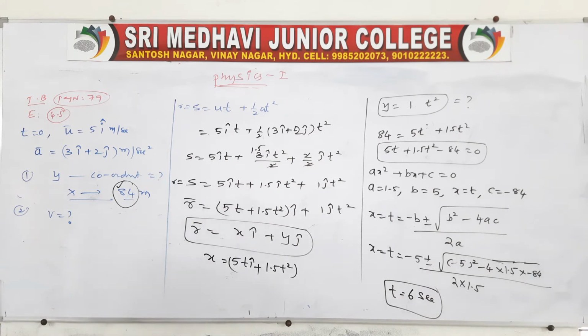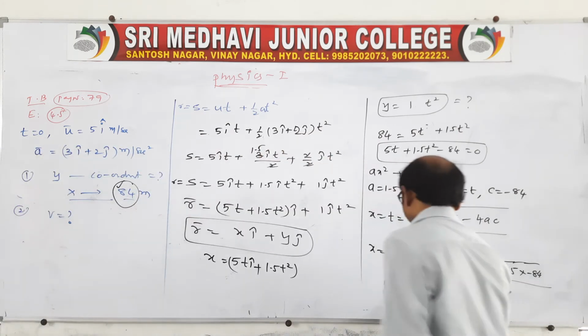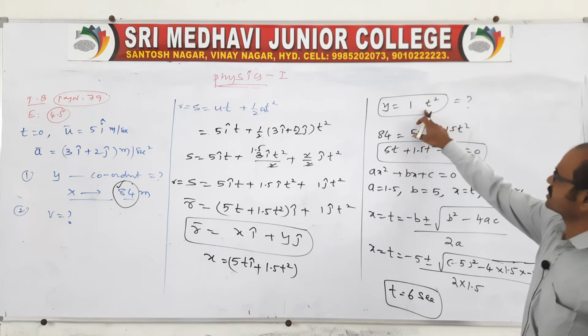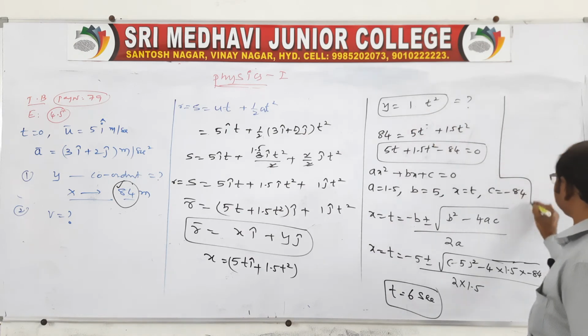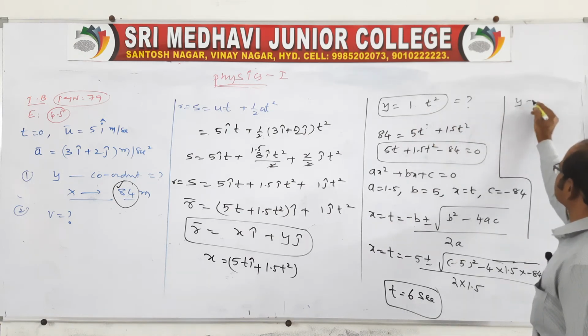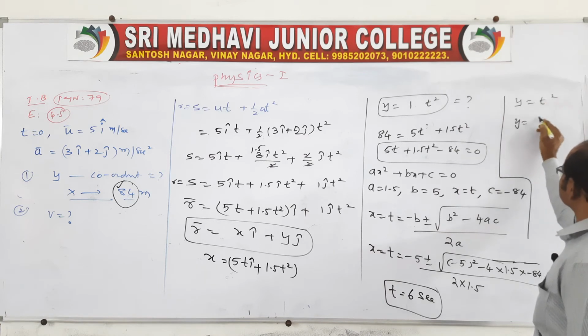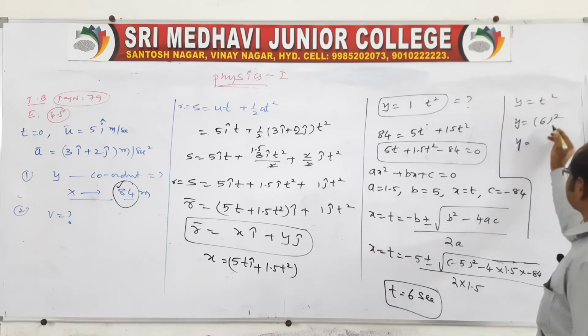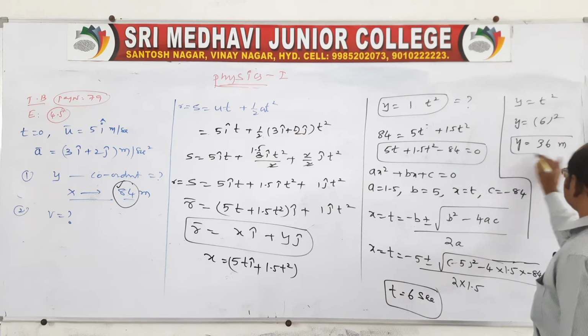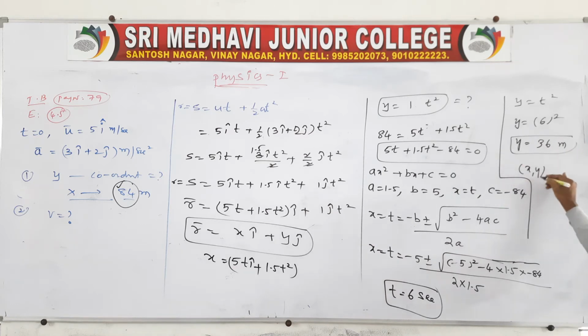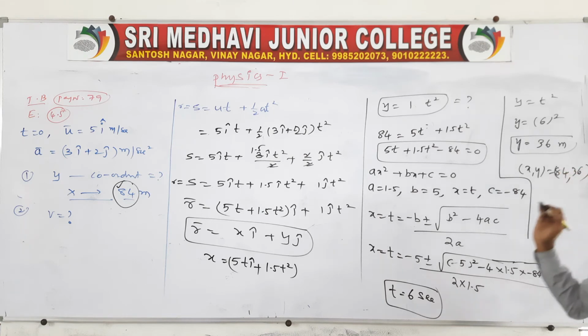Now the time is found. After getting this time, you substitute here because it is asking for the y coordinate. Then you take the y coordinate value: y is equal to t square, so y is equal to 6 square, that is 36 meter. So now we know the x and y coordinates: x is 84 and y is 36.